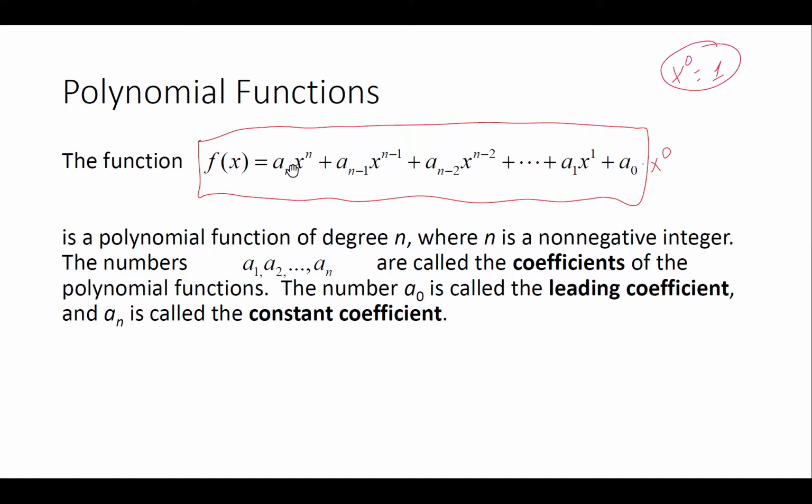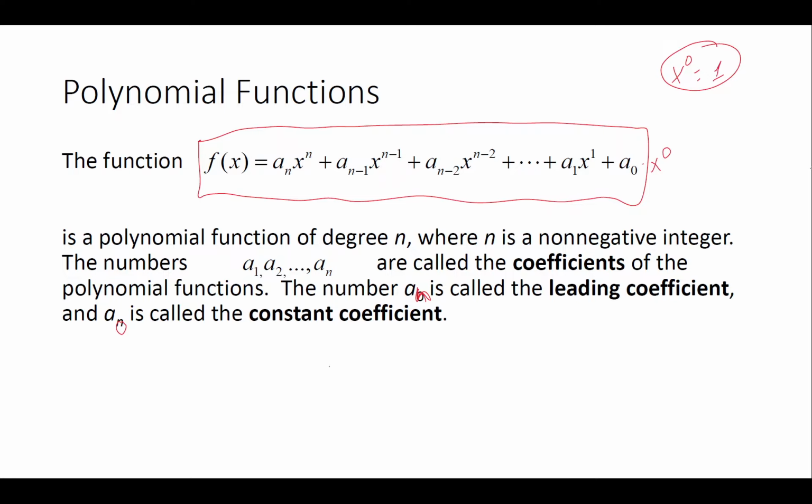These numbers a_{n-1}, a_{n-2}, dot dot dot, a_1, a_0 are called coefficients of the polynomial function. For example, the coefficient of x is a_1, and the coefficient of x to the power n is a_n. And then a_0 has a special name: it is called the constant coefficient. The number a_n is called the leading coefficient, and the number a_0 is called the constant coefficient.